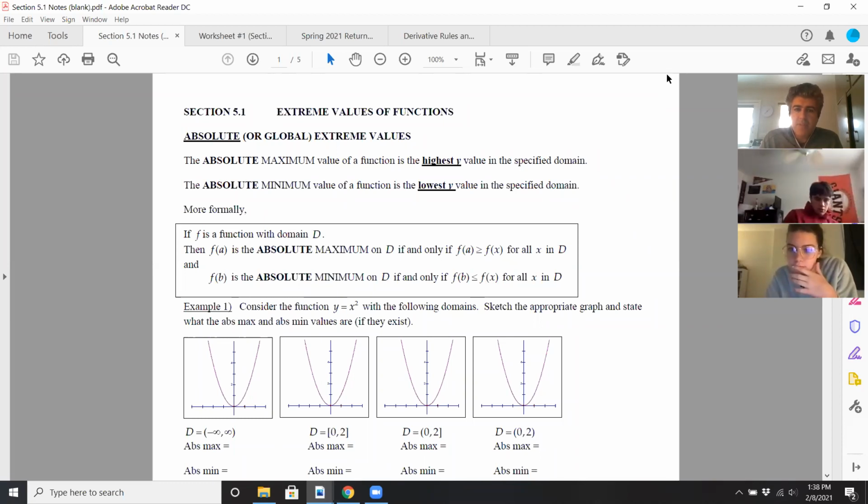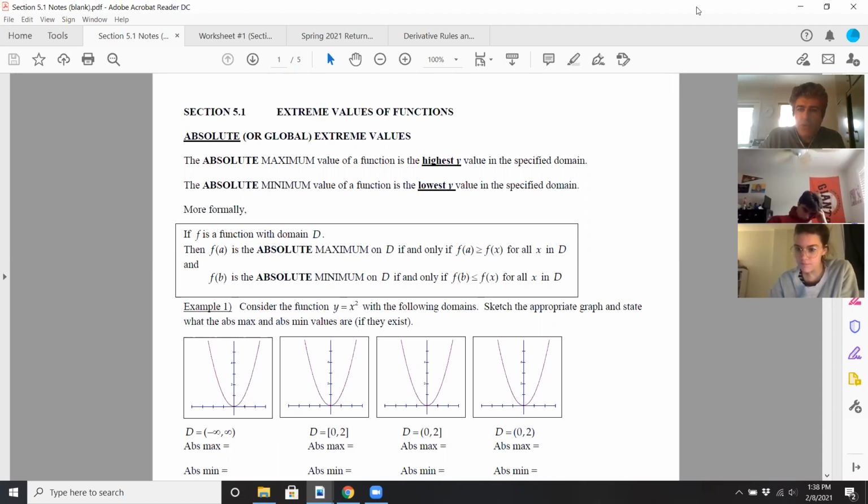Now, first off, let's talk about some adjectives here. The word absolute. Some people use the word global, but absolute is what I tend to use. When you're asked to find the absolute maximum for a function, you want to find the highest y value within a specified domain. So whatever is the highest point you see, that's your absolute maximum. Likewise, whatever is the lowest point you see in a specified domain, we call it the absolute minimum.